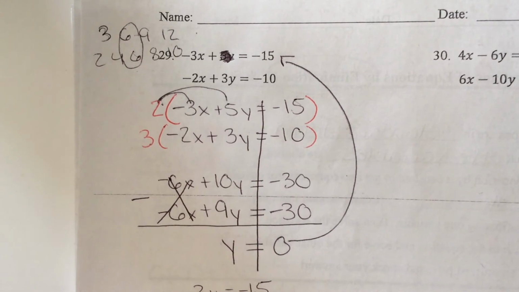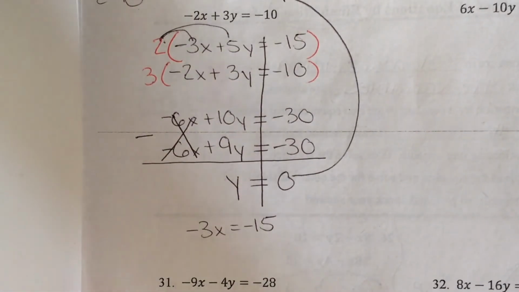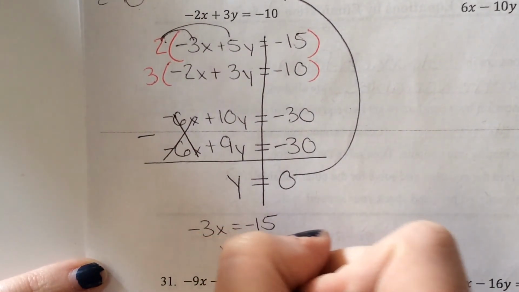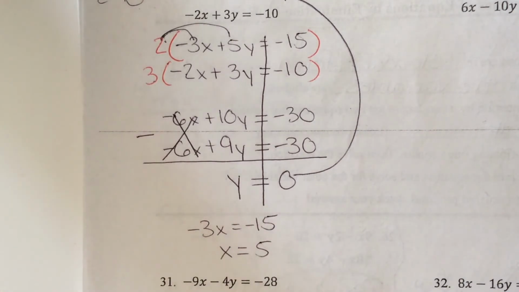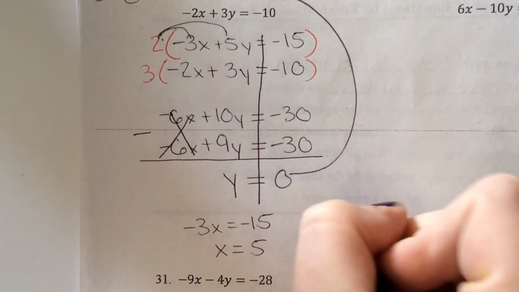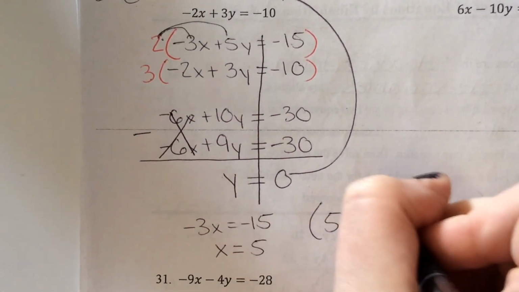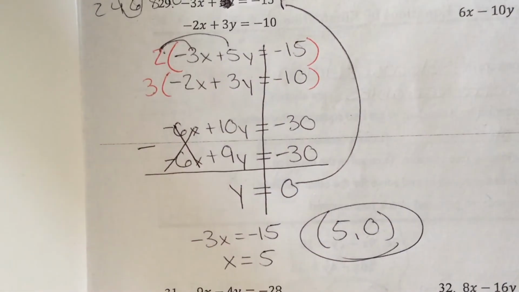And to be honest, guys, a lot of you are going to be able to do this kind of stuff in your head. So this means that x is 5 when you divide by the -3. So as an ordered pair, our answer is 5, 0.